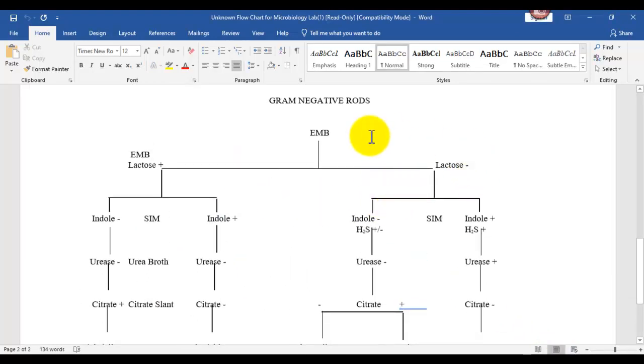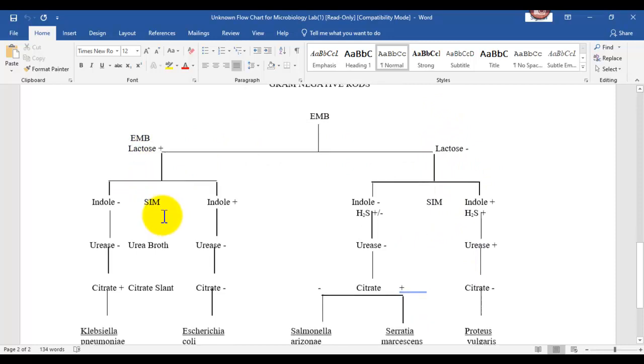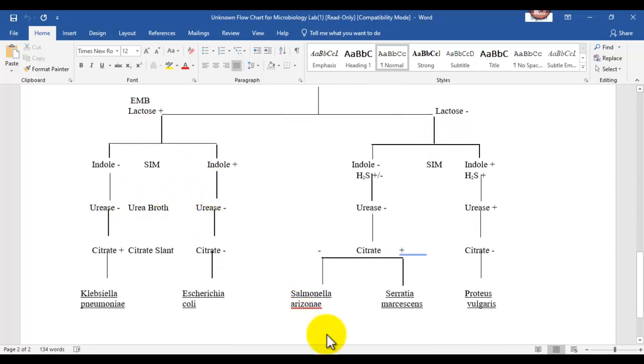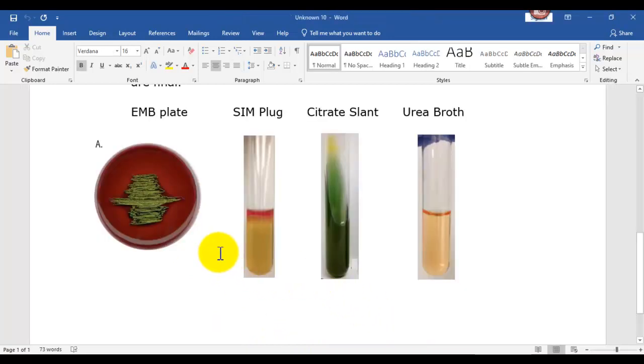So on your chart, that's the first thing you would have noticed. If it was negative, you would start going on this side. If it's positive, you're going to look on this side. Clearly we have a positive, so the next thing we're going to look at is the SIM. Is it indole positive or negative?